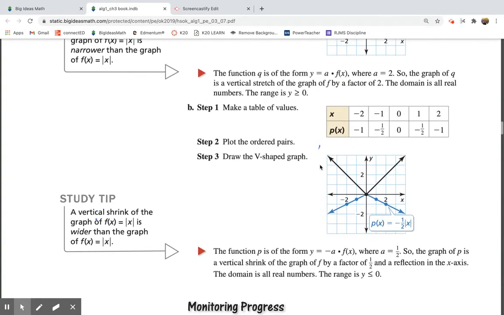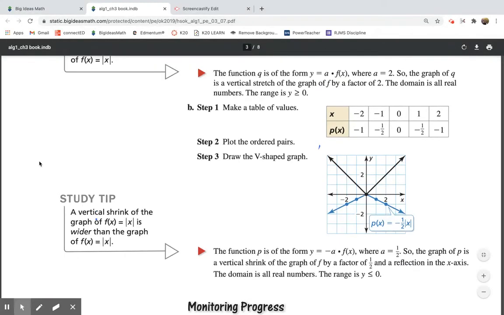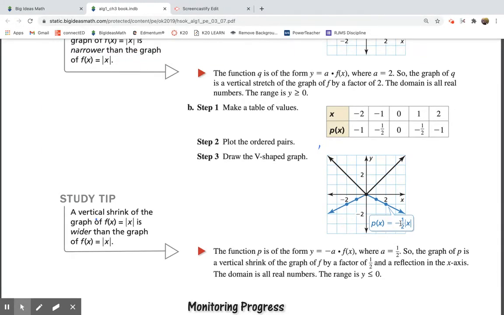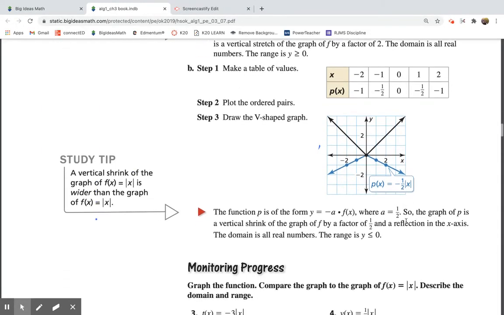So, lost my place again. Okay, so right here, we make a table with some x values, and we just plug them into that equation. So I'm going to use this one down here since I can't see it at the top. So plugging in negative 2, the absolute value of negative 2 is positive 2, times negative 1/2, the 2's actually cancel, so that's negative 1. If I plug in negative 1, the absolute value of negative 1 is positive 1, times negative 1/2 is negative 1/2.